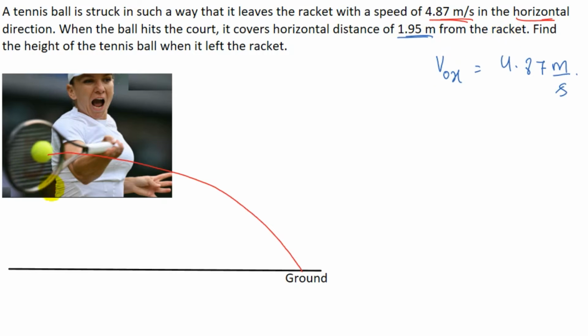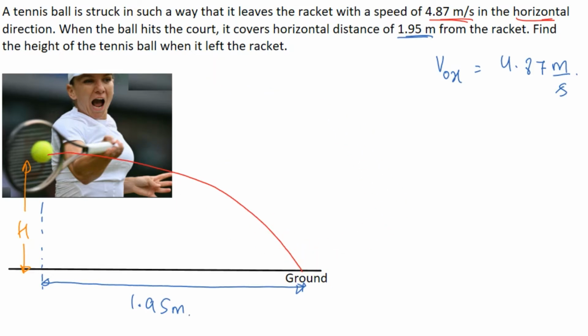Now when the ball hits the court, it covers a horizontal distance of 1.95 meter from the racket. So basically they are talking about the range. The range is given to be 1.95 meter. Now we are asked to calculate the height of the tennis ball when it left the racket. This height h we have to calculate. First I'll find the time of flight, the time taken by the ball to reach the ground.